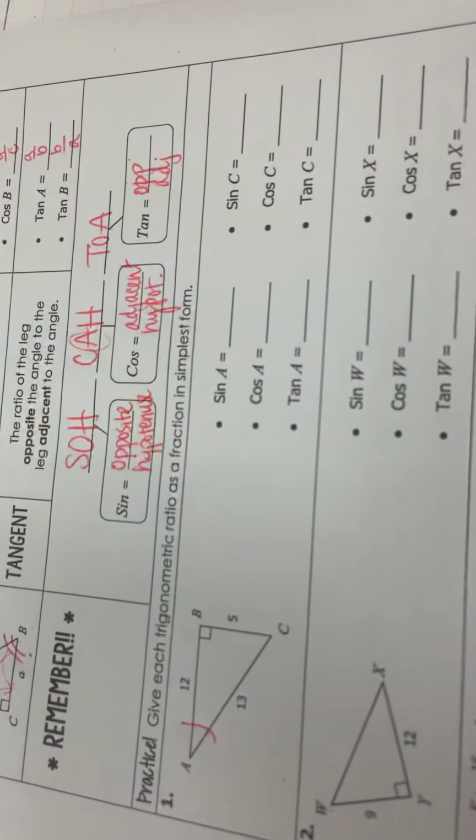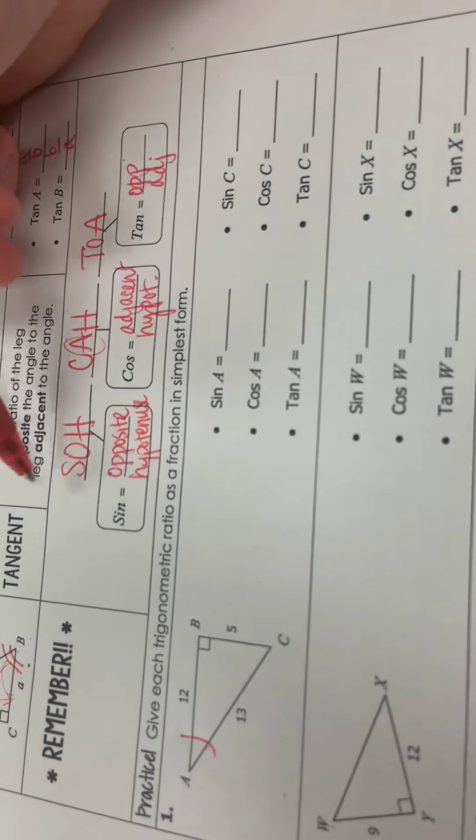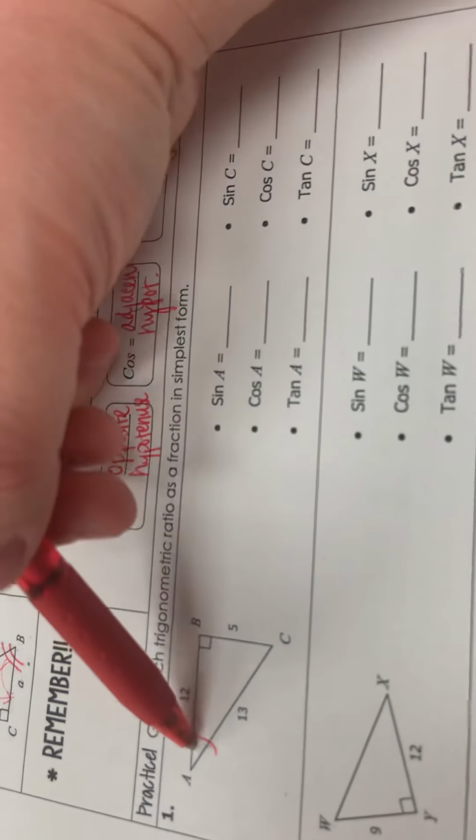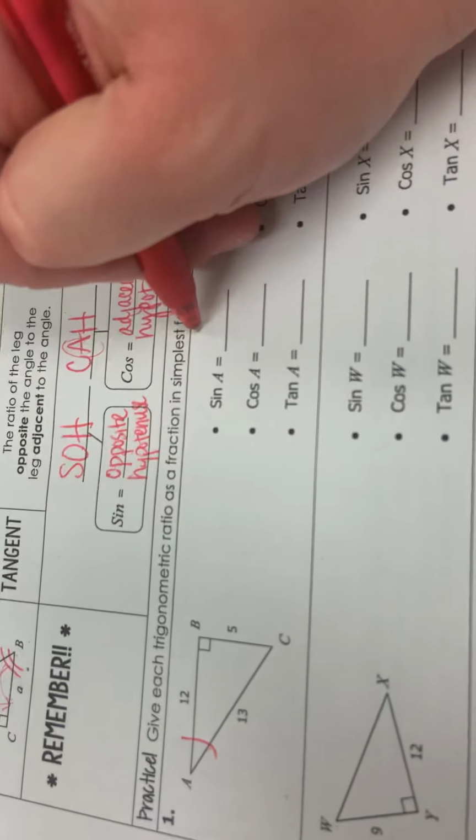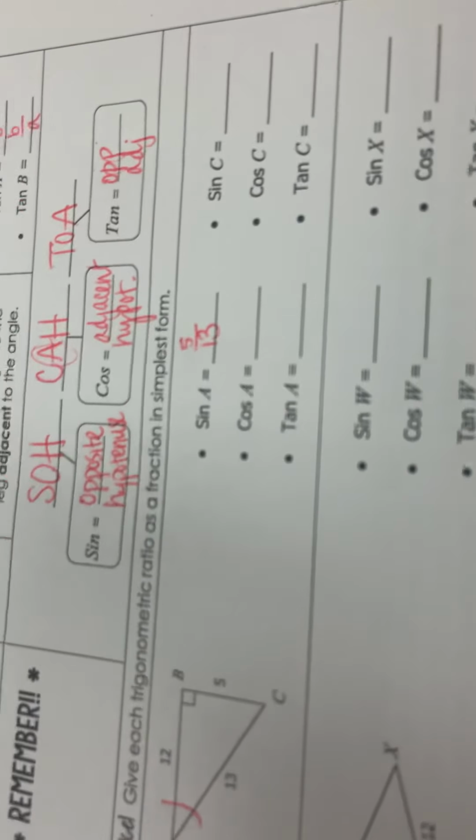Okay, so now we're going to move on and find the trigonometric ratios of the angles that they're giving us. So let's look at number 1. It says, give each trigonometric ratio as a fraction in simplest form. So you are going to have to simplify these fractions if you can. We're going to look at angle A first. And remember, sine is the ratio of opposite to hypotenuse. So opposite from A is 5 over the hypotenuse, which is 13. Now there's no way I can simplify that because they're both prime numbers.